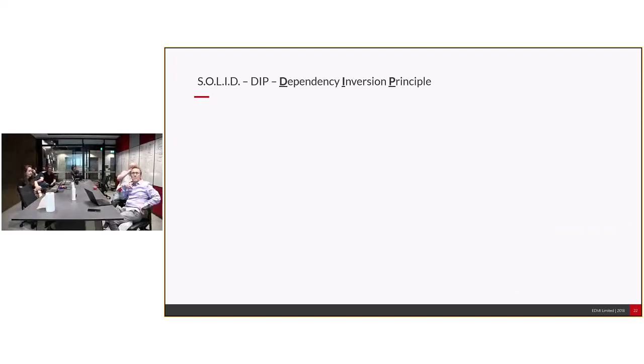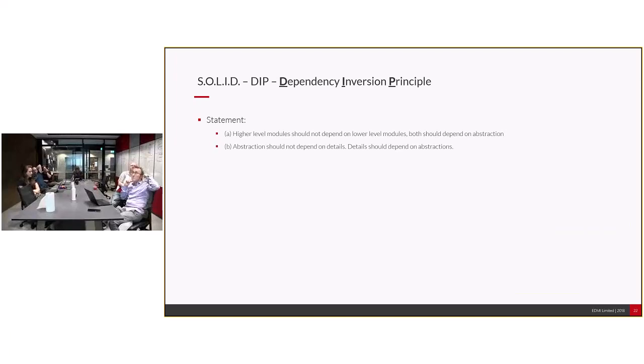Okay, the last one, the dependency inversion principle. This is the genesis of DI containers. The statement is a little bit of a mouthful. Higher level modules should not depend on lower level modules; both should depend on abstractions. There's a second part, equally important: abstractions should not depend on details; details should depend on abstractions.